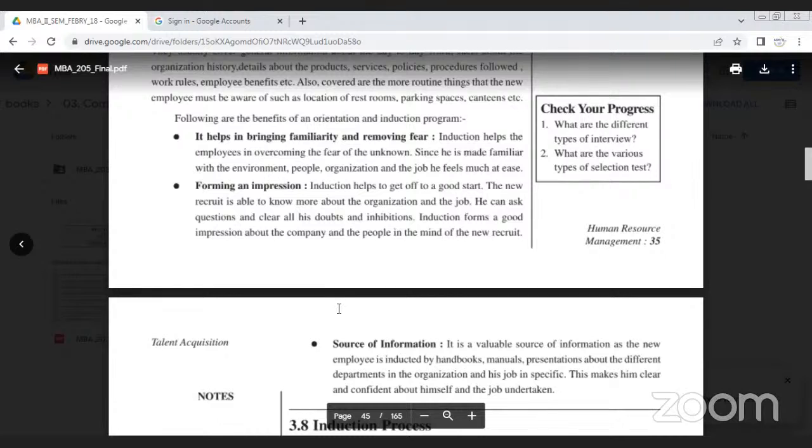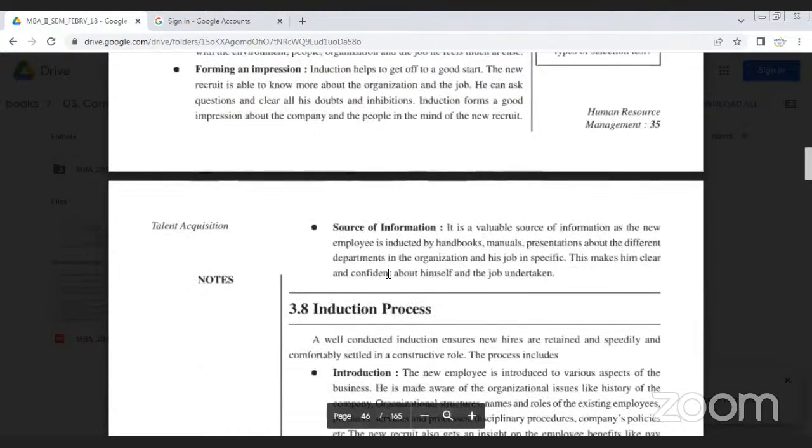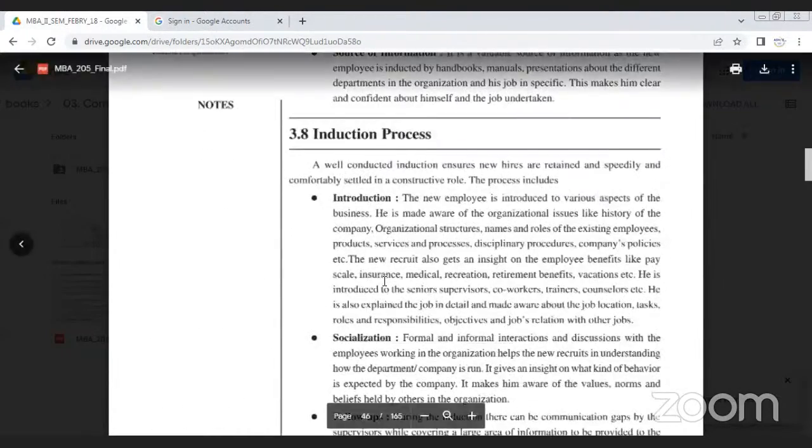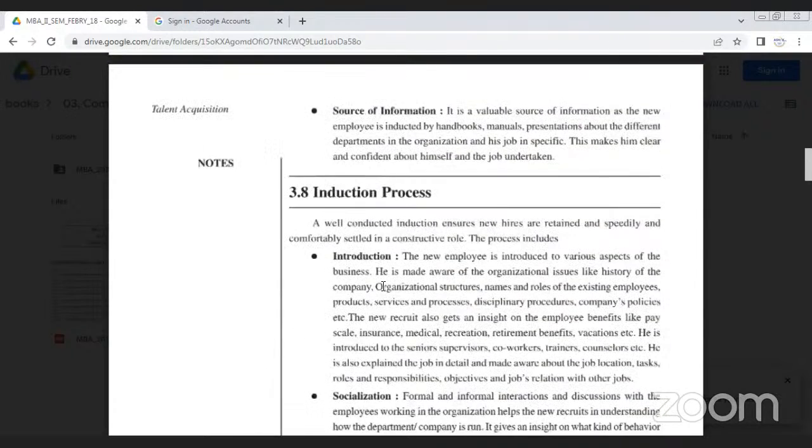Following are the benefits of orientation and induction programs. First benefit is it helps in becoming familiar and removing fear. Second, forming an impression and being a source of information. There are two steps in the induction process. First is introduction and second is socialization and follow-ups.